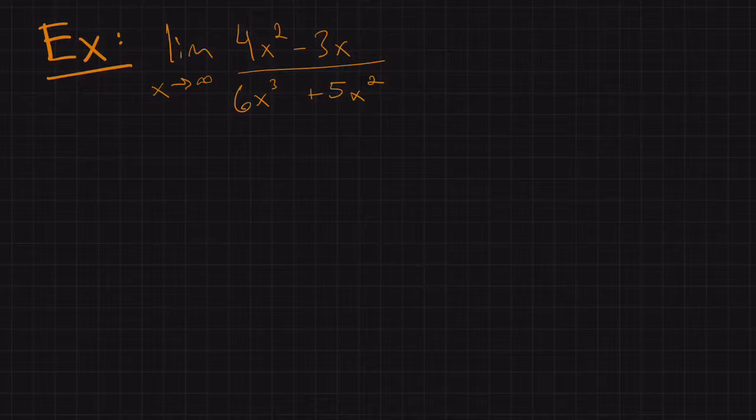But let's try evaluating this limit a different way. First, we can try direct substitution. If I substituted in infinity into the numerator, I would have 4 times a huge number squared minus 3 times a huge number. So that x squared would get bigger faster than the negative 3x would. That means the numerator would trend towards infinity. In the denominator, if I plug in a huge number for the x's, I would have 6 times a huge number cubed plus 5 times a huge number squared. So the denominator would also trend towards infinity. Since I end up with infinity divided by infinity, that means L'Hopital's rule applies.